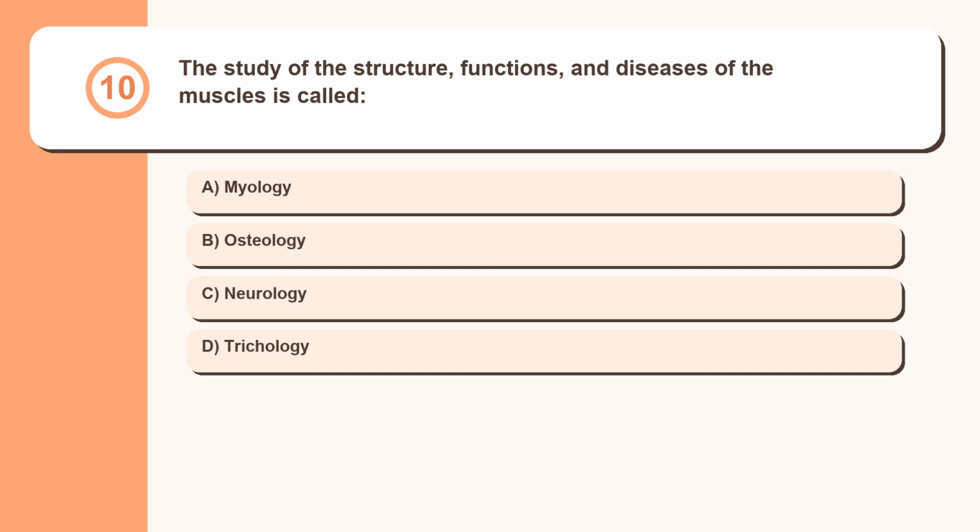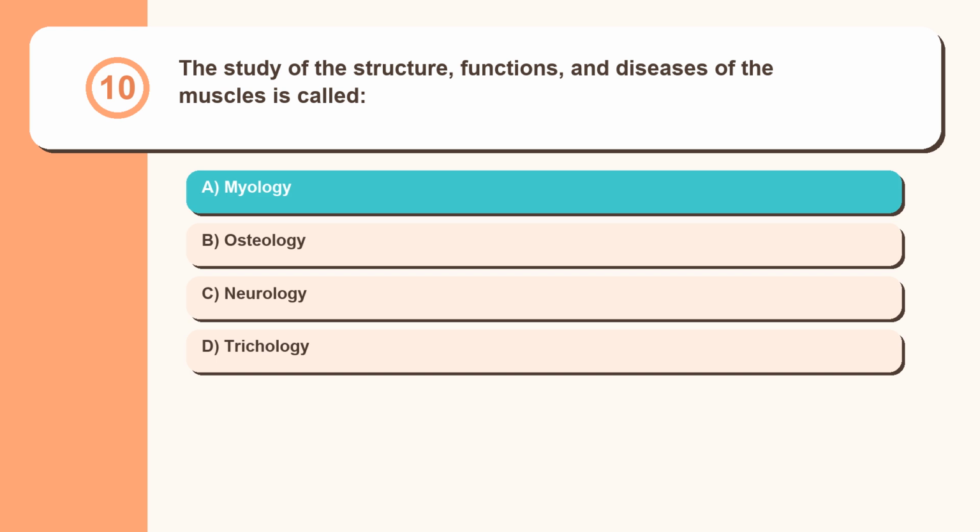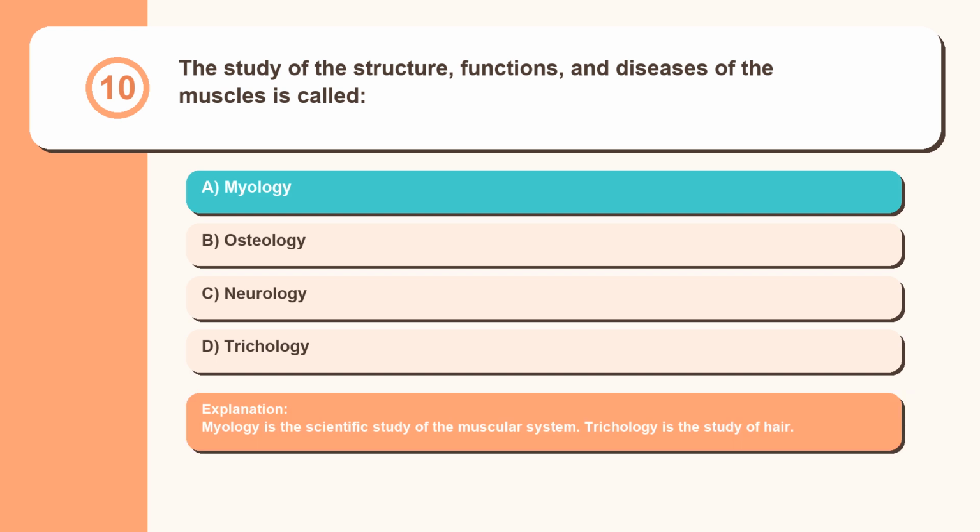Question 10. The study of the structure, functions, and diseases of the muscles is called myology, osteology, neurology, trichology. Myology is the scientific study of the muscular system. Trichology is the study of hair.